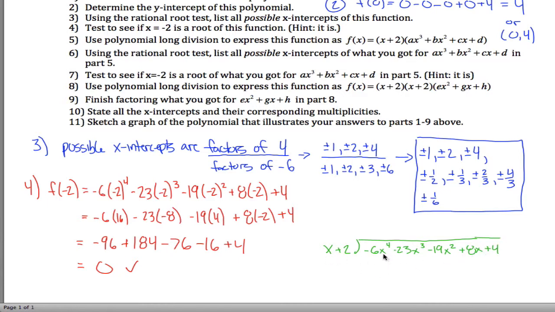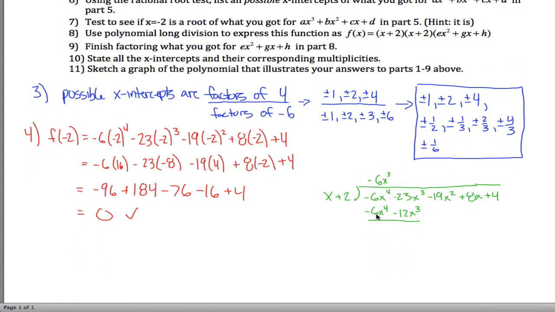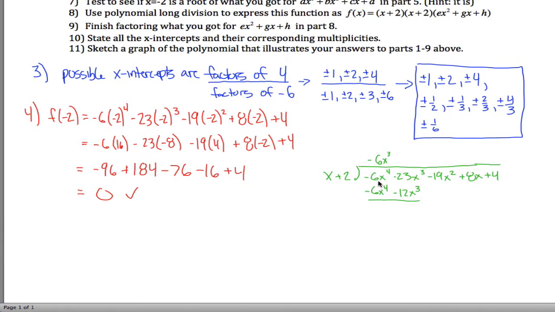Well, let's see. If I want to get rid of negative 6x to the 4th, I'd have to put a negative 6x cubed here, because negative 6x cubed times x gives me negative 6x to the 4th. Negative 6x cubed times 2 gives me negative 12x cubed. And now what I do is subtract. Negative 6x to the 4th minus negative 6x to the 4th is the same as negative 6x to the 4th plus 6x to the 4th. It's 0. Negative 23x cubed minus negative 12x cubed is the same as negative 23x cubed plus 12x cubed, which is negative 11x cubed. And then I got this minus 19x squared plus 8x plus 4.